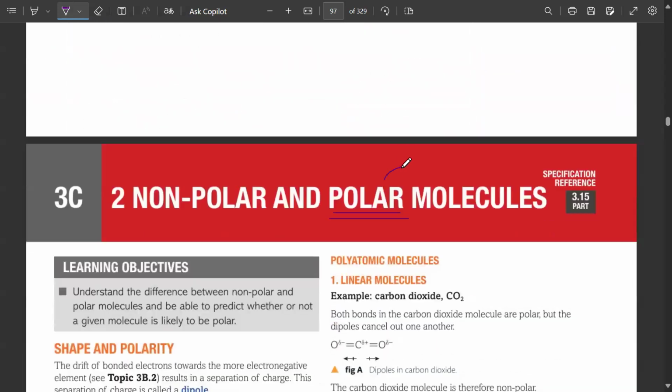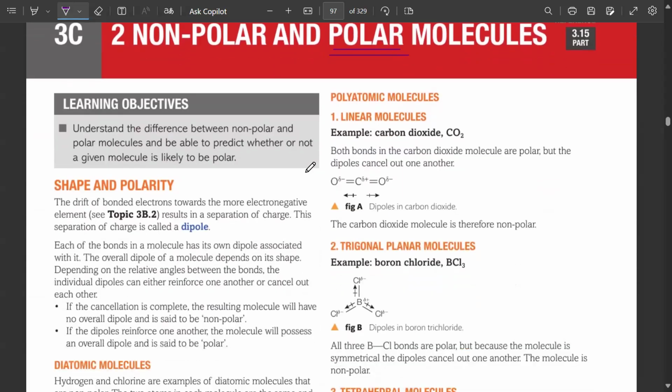Polar means charged. Non-polar means uncharged. Clear? A molecule that is charged or it is uncharged. Can you tell me what is electronegativity?